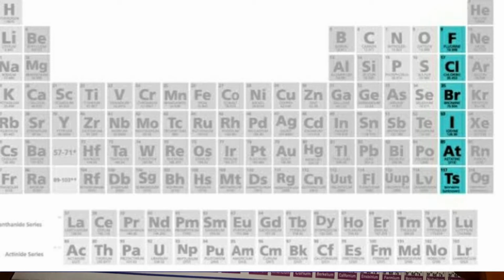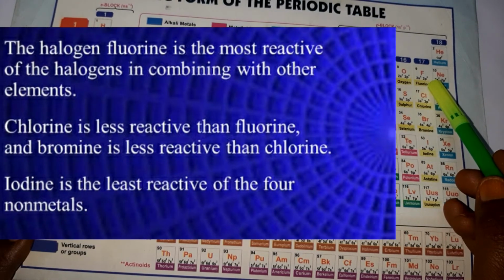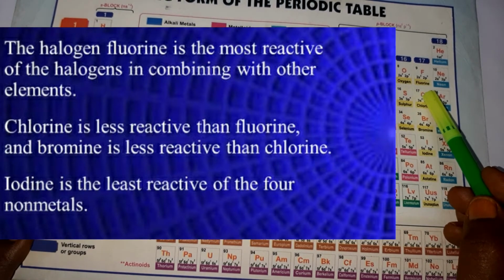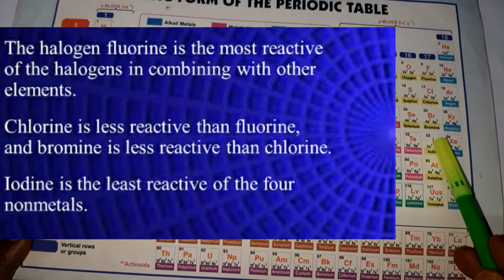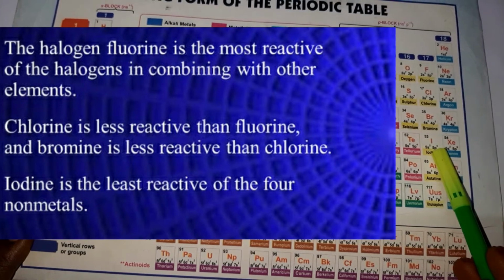These elements are called halogens, which means salt formers. All these halogens form salts with sodium and with other alkali metals. Among the halogens, fluorine is the most reactive, children. And chlorine is less reactive than fluorine, and bromine is less reactive than chlorine, and iodine is the least reactive element.